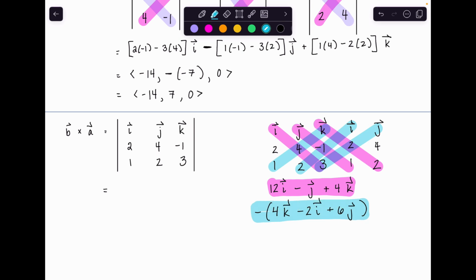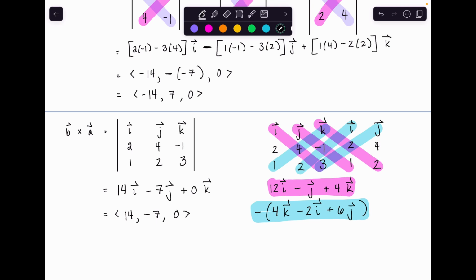So grouping those like pieces, I now can go back over here. We've got 12i and then minus negative 2i. That's going to leave us with 14i. Negative j minus 6j gives us negative 7j. And then we've got 4k minus 4k. That's going to leave us with 0k. So the resulting cross product is going to be 14, negative 7, 0.